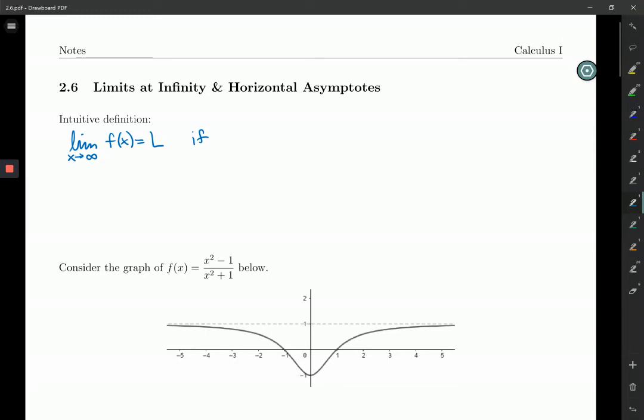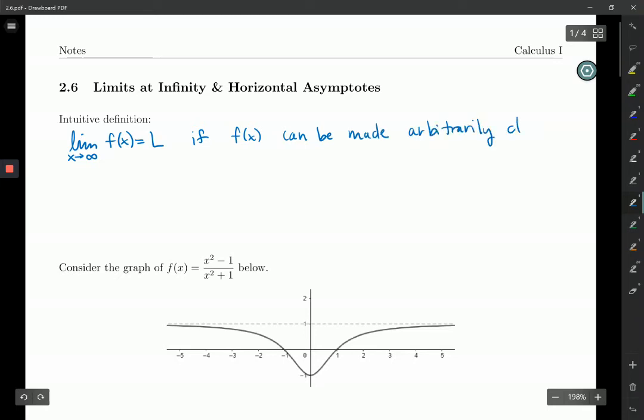so that is to say, the limit as x goes to infinity of f of x is equal to L if the function can be made arbitrarily close to L by making x sufficiently large. Okay.